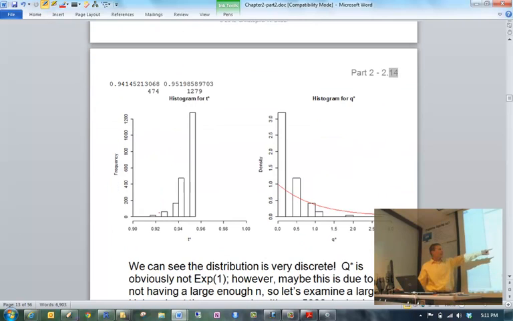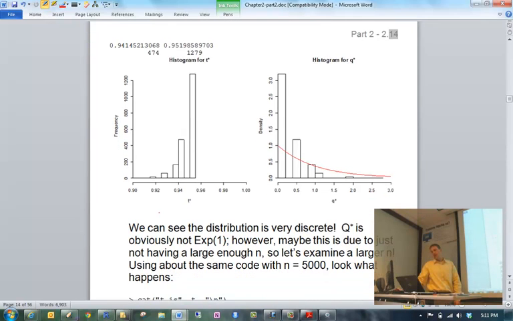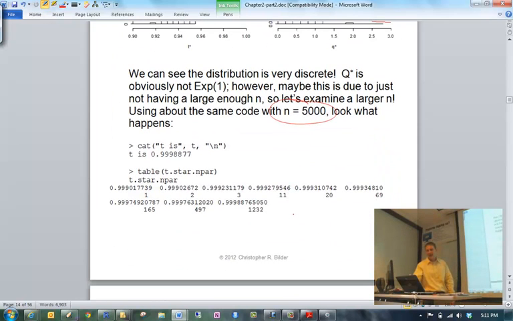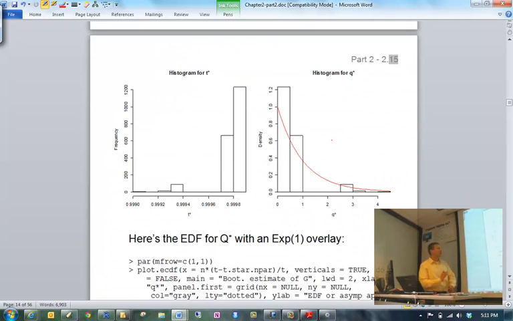You could also calculate Q star as well. And I decided to plot then the exponential 1 on it. Ooh, that doesn't look good. Well, you might be thinking, well, you only took a sample size of 50, so maybe the asymptotics aren't kicking in. Well, let's kick it in with n equal 5,000. Do exactly the same stuff. Notice here is y 5,000. And there's the distributions again. Obviously, exponential 1 does not work.